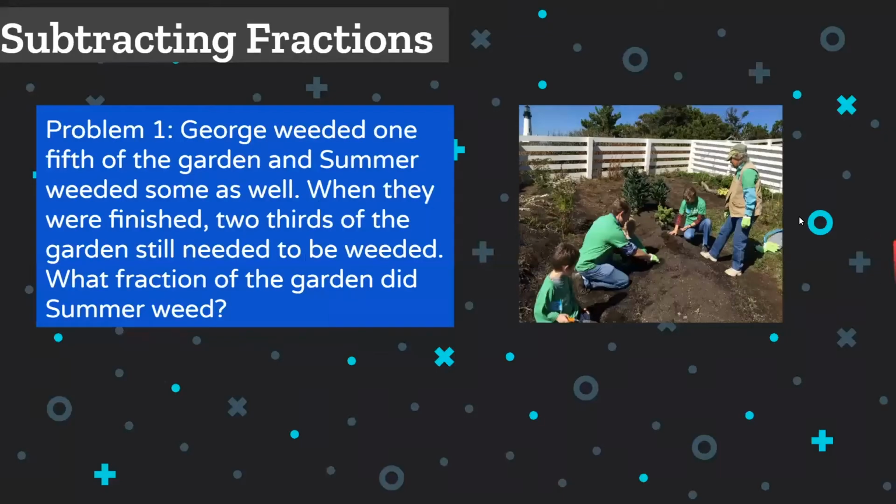Okay, let's get started with our first problem today. And it's a problem about gardening. George weeded 1/5 of the garden. And Summer weeded some as well, but we don't know how much she weeded. When they were finished, 2/3 of the garden still needed to be weeded. So what fraction of the garden did Summer weed?